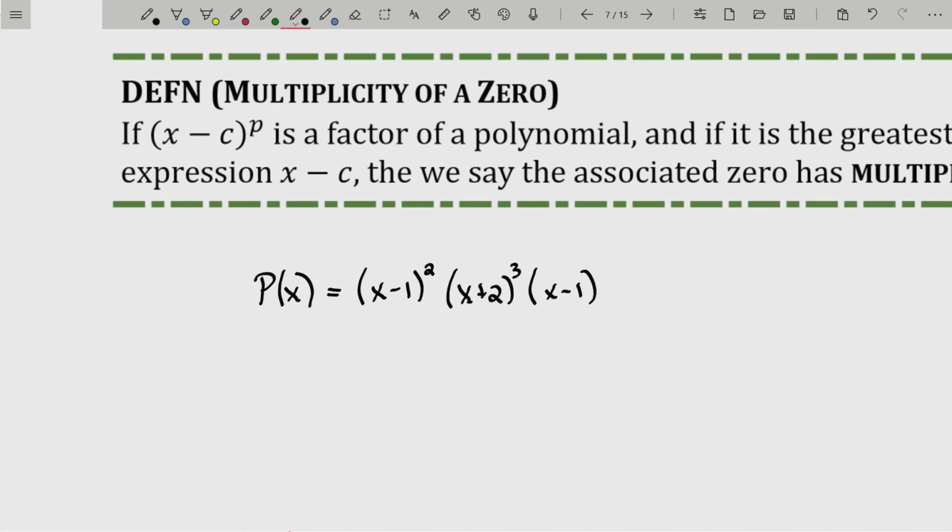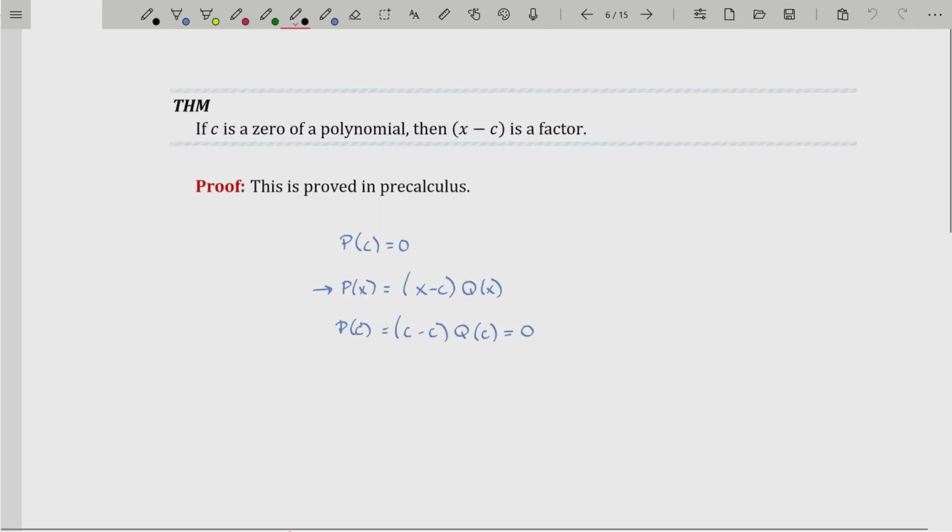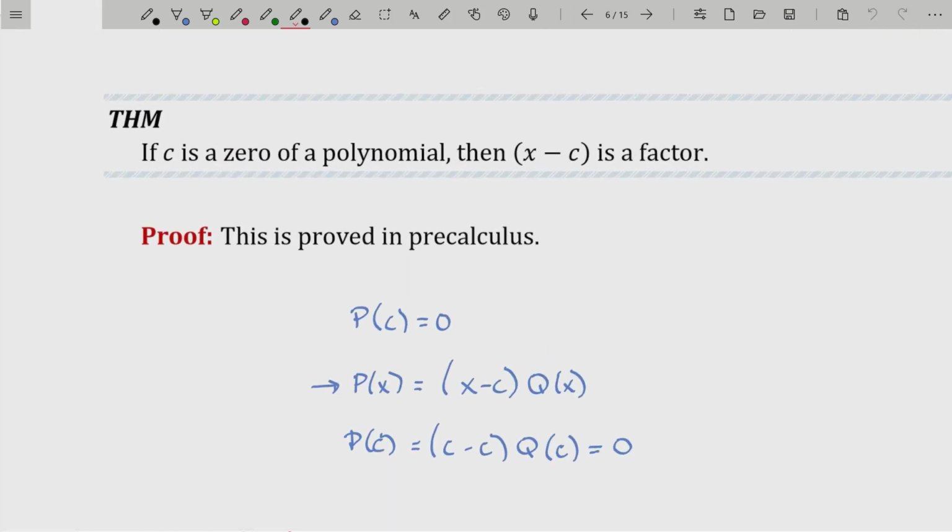The zeros: first of all, I'll just say x equals 1 and x equals negative 2 are zeros. That's by definition. If you plugged in 1, this whole polynomial would turn into 0. If you plugged in negative 2, the whole polynomial would turn into 0. It's also true, that statement, because of our last little theorem. X minus c being a factor implies that c is a 0. In fact, this really is an if and only if. The way I've written it, I wrote it as if one is true, then the other is true.